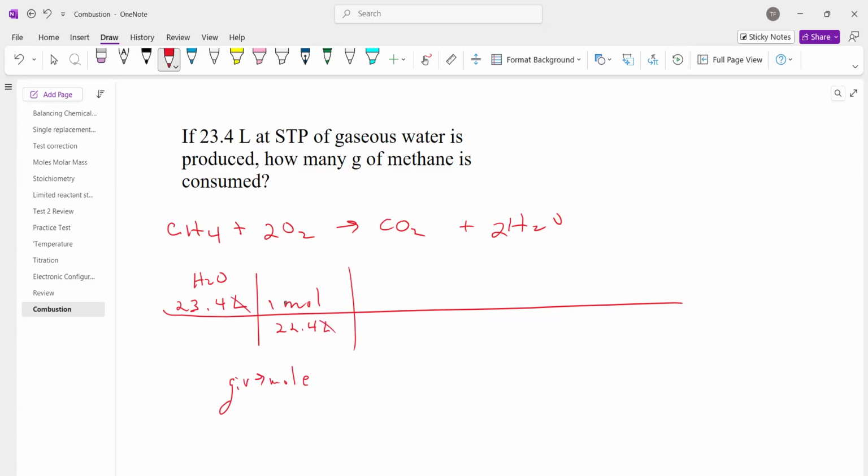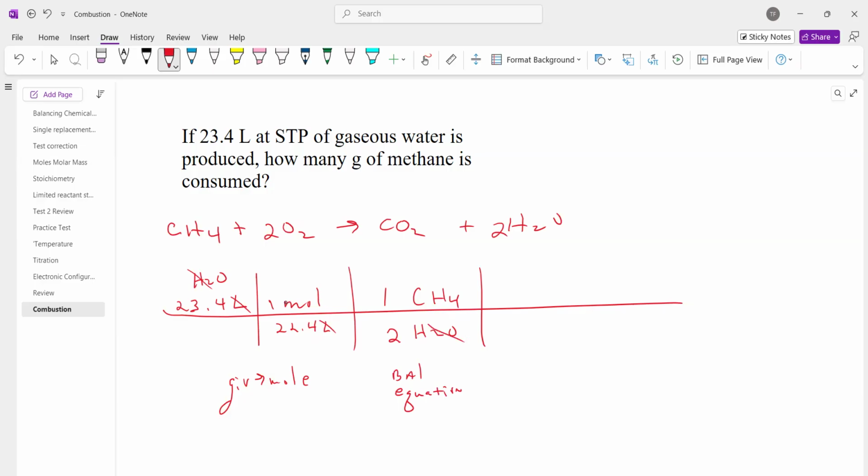Given cancels. All right, next step is the mole ratio from the balanced equation. So water is going to be on the bottom, that's a 2, and methane is on the top, which is a 1. This is from the balanced equation. Okay, so water cancels. Now we have moles of methane.